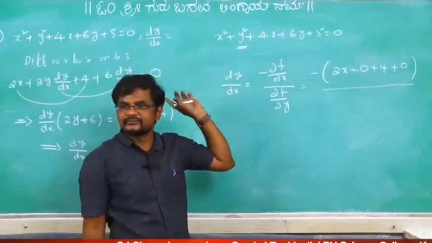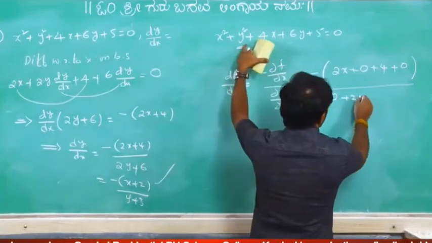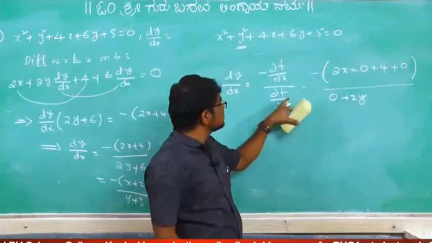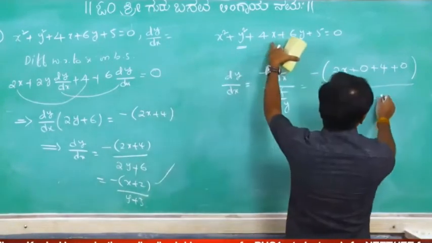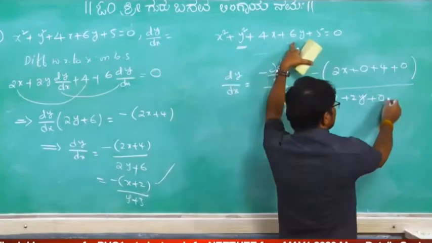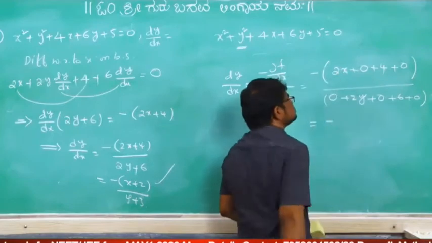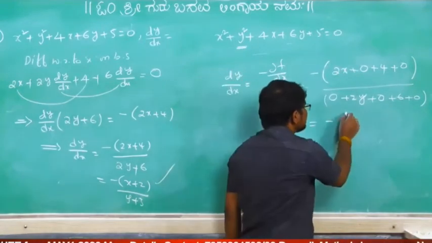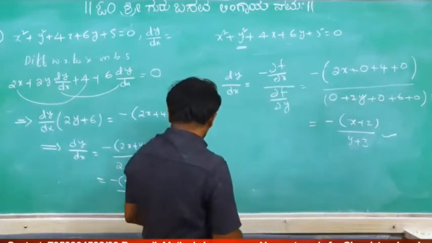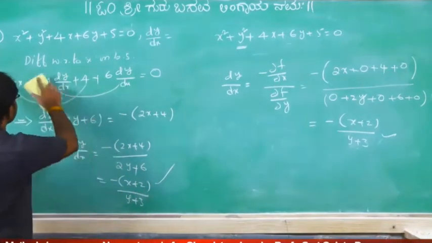Differentiation of x square is 0. Differentiation of y square with respect to y is 2y. Differentiation of 4x, x is also constant, with respect to y, treat x as constant. This one is 0. And the differentiation of 6y with respect to y is plus 6. Ultimately, the constant is 0 only you will get. And now next step is what? Minus 2 common and cancel. What is remaining? X plus 2 divided by y plus 3. So minus of x plus 2 by y plus 3. Okay. Next.